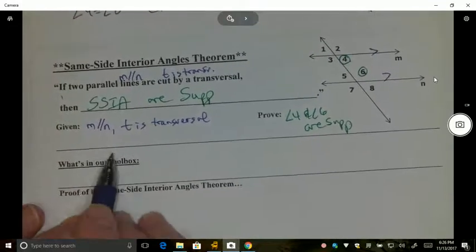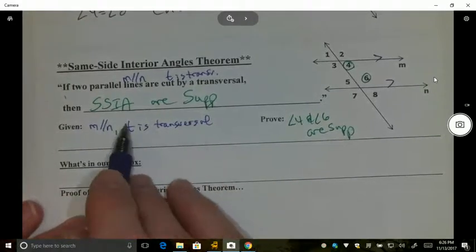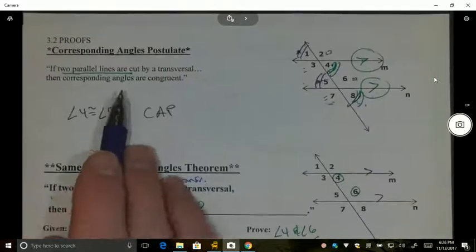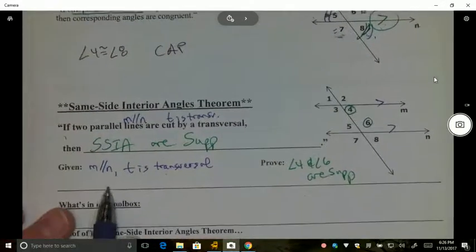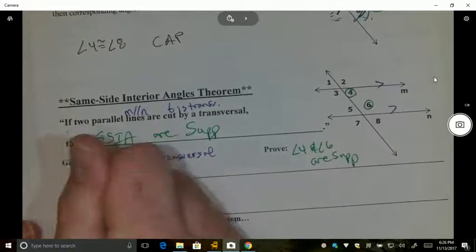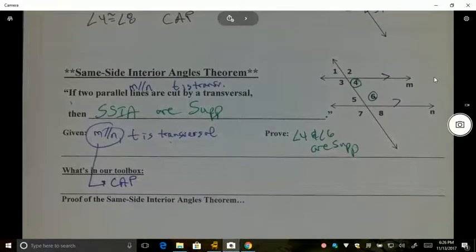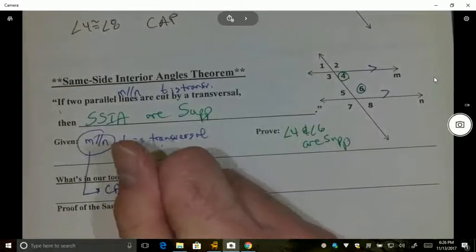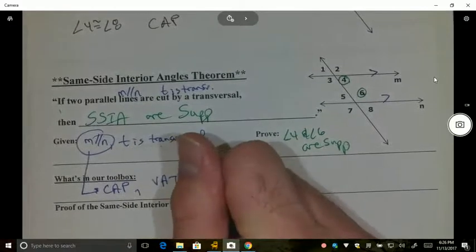What's in our toolbox? Because of the parallel lines cut by transversal, that doesn't really tell us much in terms of our vocabulary. But that is the condition for the corresponding angles postulate. You can't use this postulate unless you've been given parallel lines. Because we were given parallel lines, we can use it. We don't have to prove it, we can just state it. The other things that we can use in our proof, but we don't have to necessarily, are the vertical angles theorem, because there are vertical angles in this picture, and linear pairs.